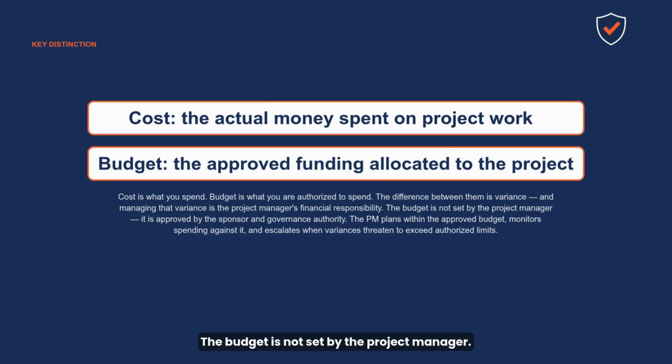The budget is not set by the project manager. It is approved by the sponsor and governance authority. The PM plans within the approved budget, monitors spending against it, and escalates when variances threaten to exceed authorized limits. On the exam, any option that suggests the PM changes the budget unilaterally is wrong. Budget changes go through the change control process, always.